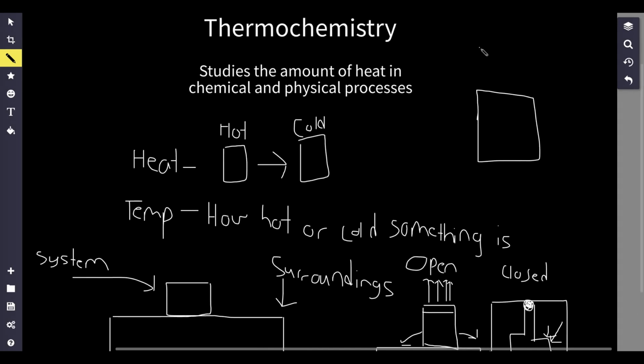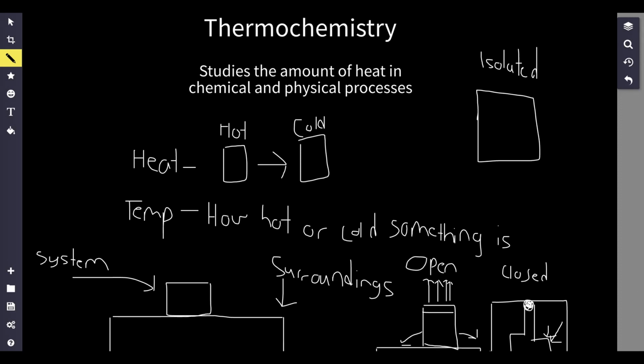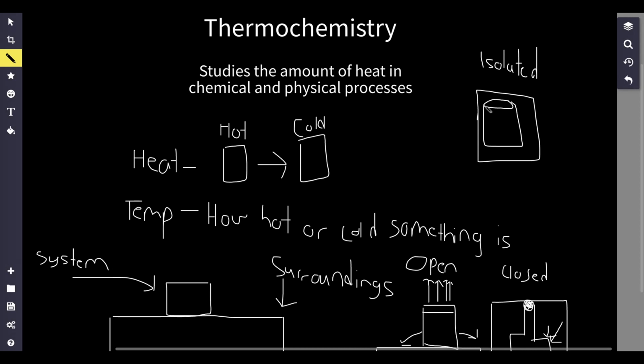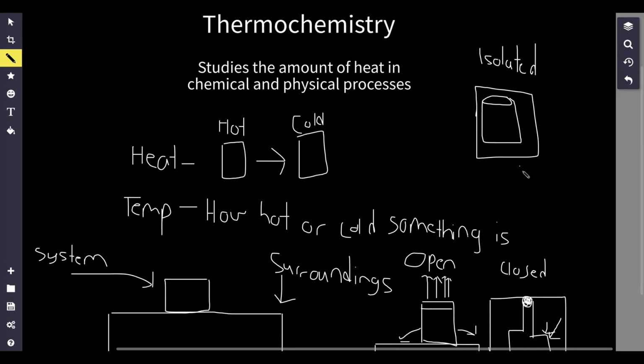Finally, we have an isolated system. And this is when energy and matter cannot be exchanged. So if you have something like a thermos, let me try to do my best drawing of that. Okay, so you got something like this. Something like a thermos where heat and matter cannot be exchanged, this is an isolated system.